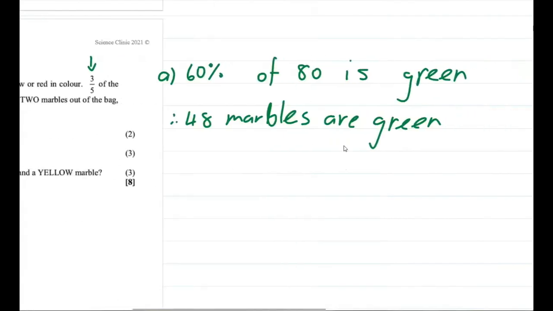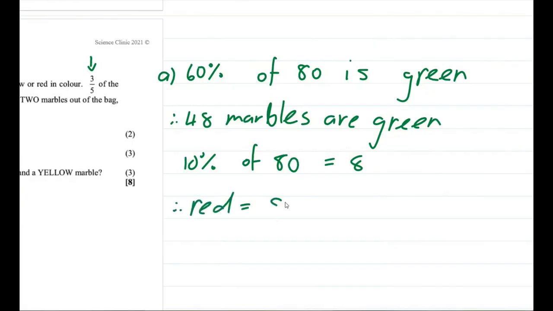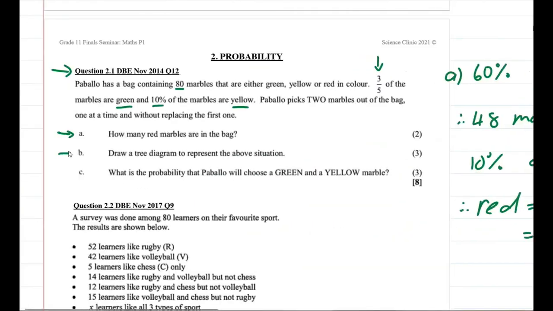And what will you do further? My yellow are 10%, so 10% of 80 is going to give me 8. If I take the 48 and the 8 and minus that from the 80. All right. And what does that make up? That gives me 24 red. 24 marbles are red. Okay, cool. That's 2 marks. You can help me with this next one as well.